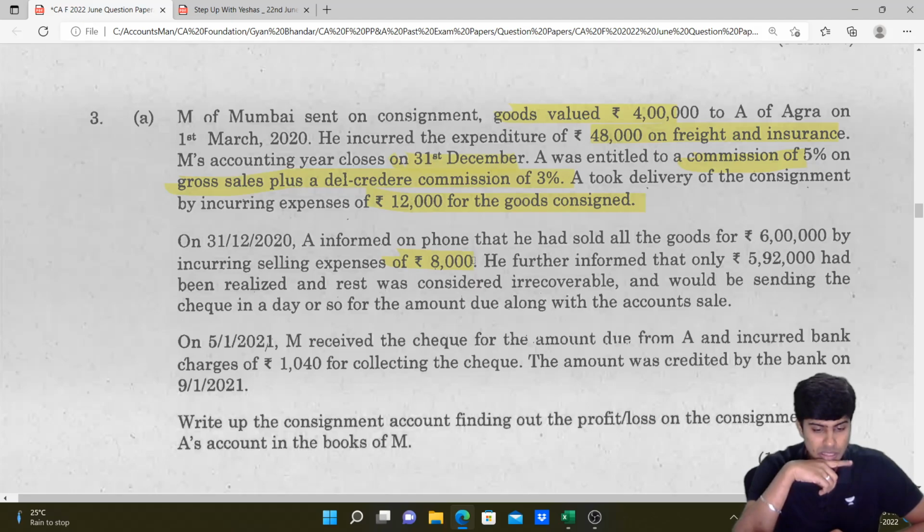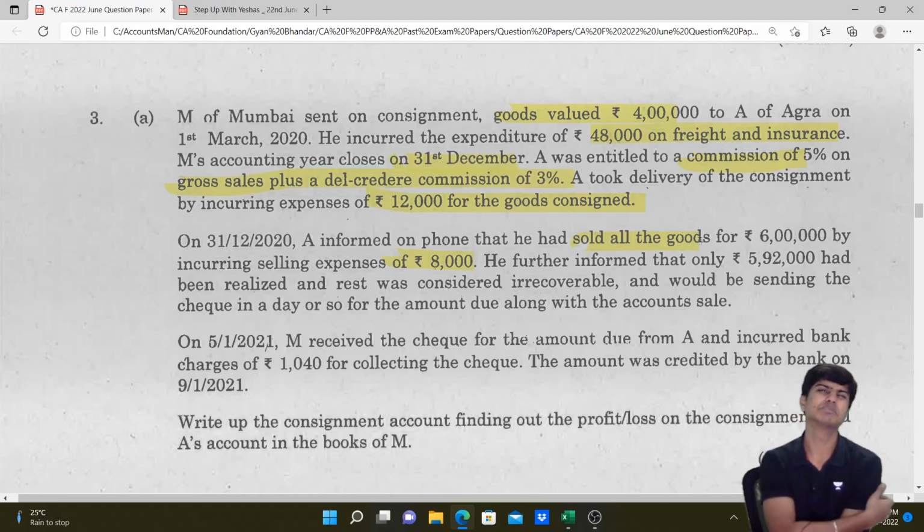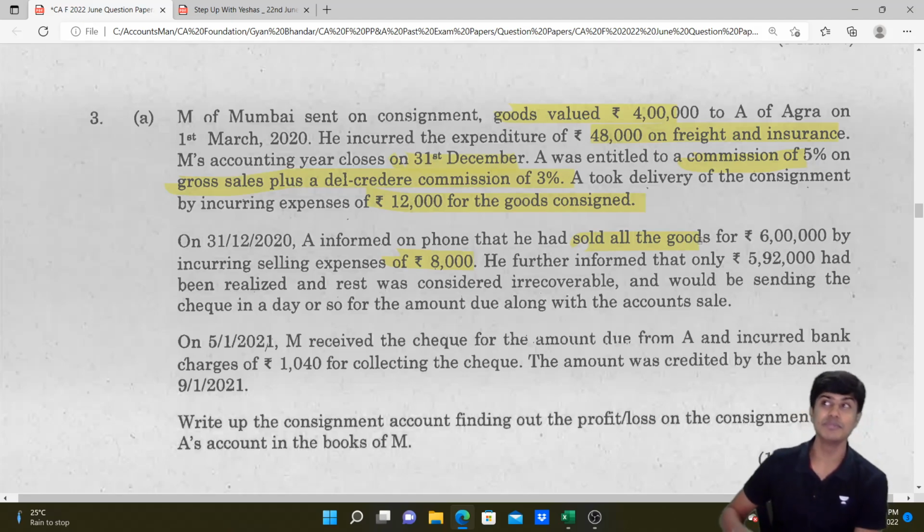This selling and non-selling bifurcation would be of no importance for closing stock, you know why? All the goods are sold, guys. If only part of the goods were sold, then the closing stock computation would have come, with selling expenses non-inclusion and non-selling expenses inclusion, all of those tricks. The problem has become easy now. Let's go ahead.